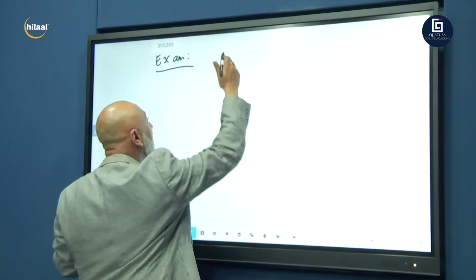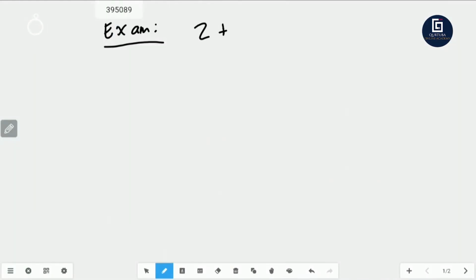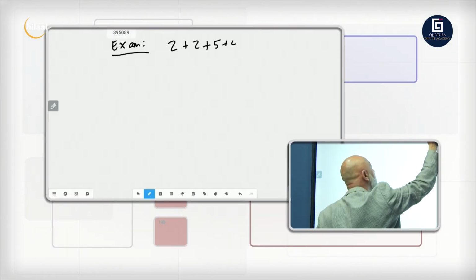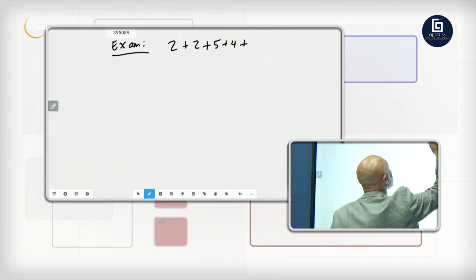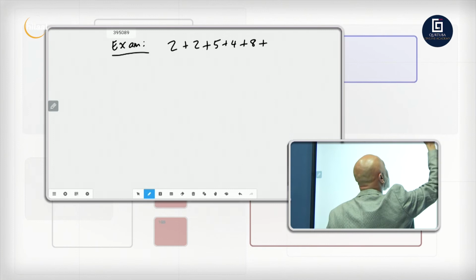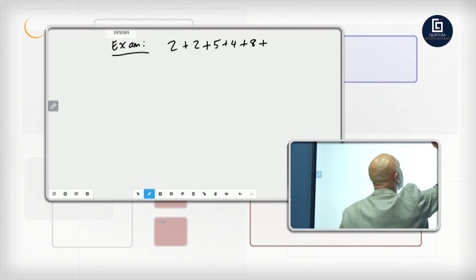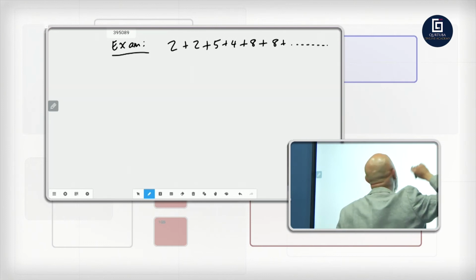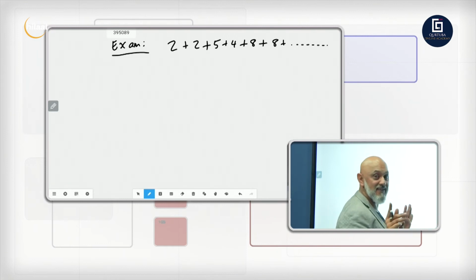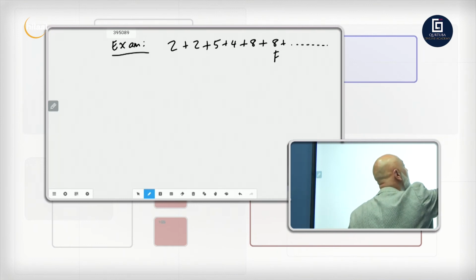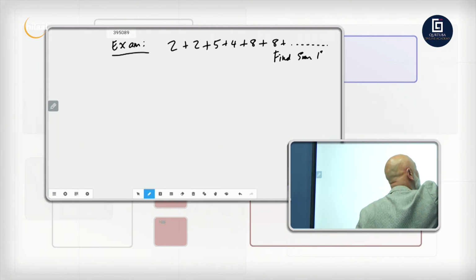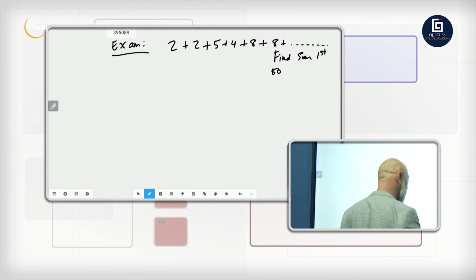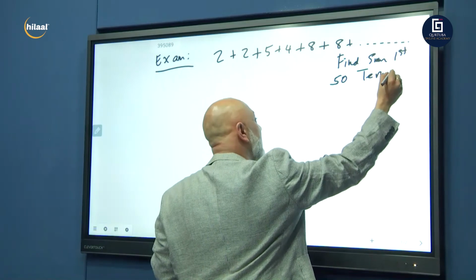In our exam, I tell you 2 plus 2 plus 5 plus 4 plus 8 plus 8 plus ... I want the sum. Find the sum of the first 50 terms for 6 marks.